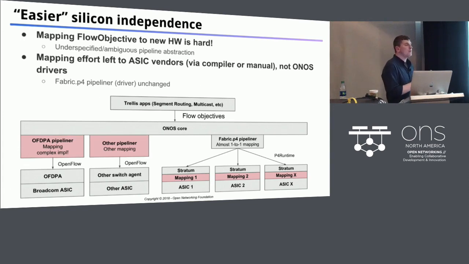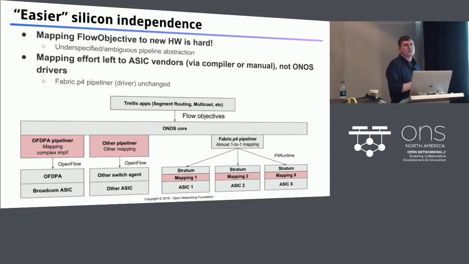With the Flow Objective API, we were already able to achieve, with some effort, silicon independence. And when I say with some effort, it's because mapping Flow Objective to new hardware is hard. We did this experiment in the past. We originally designed Trellis on top of OF-DPA and Broadcom ASIC. We came up with the driver implementation, which is complex. We tried to provide other mapping implementations for other hardware, and we realized that's a very hard job, because the API is underspecified.